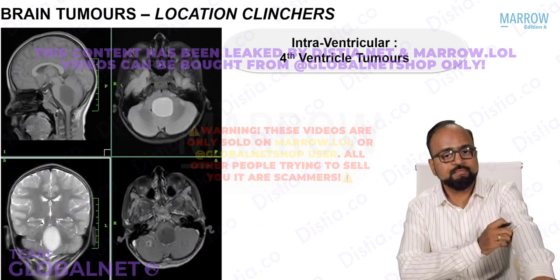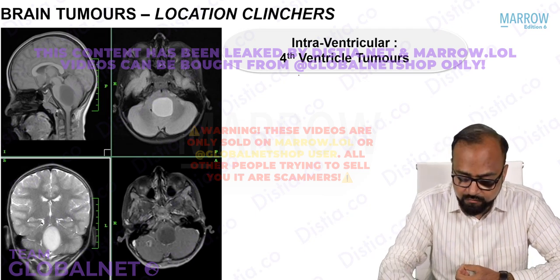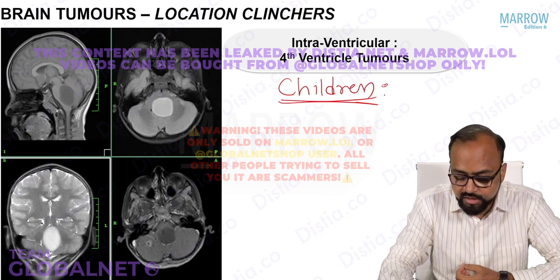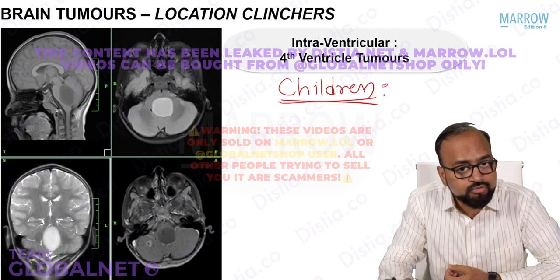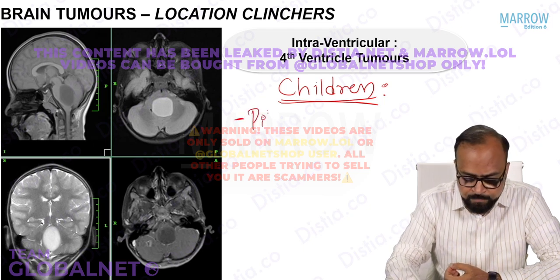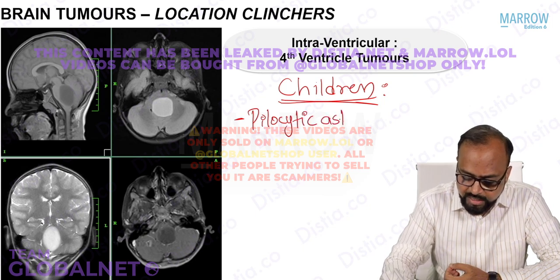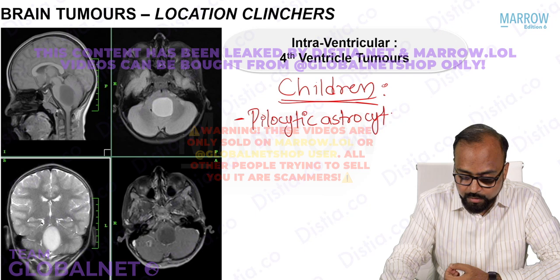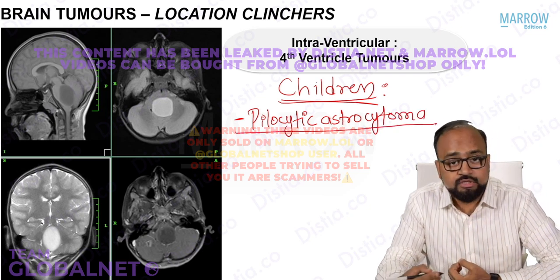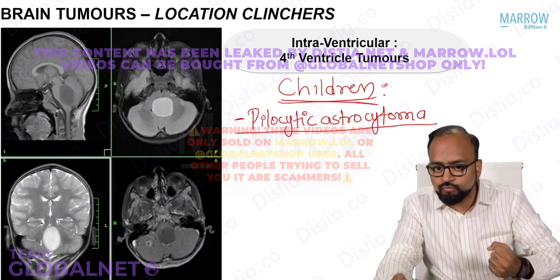Now, if we come to fourth ventricular tumors, intraventricular or fourth ventricular tumors, they are very commonly seen in children. Remember, so in children, in and around the fourth ventricle, there are multiple tumors which are seen. The most common one that is seen is called a pilocytic astrocytoma. Right, this is the most common one. Pilocytic astrocytoma may present as a cystic lesion with an enhancing mural nodule. It is a type of brainstem glioma which projects into the fourth ventricle.